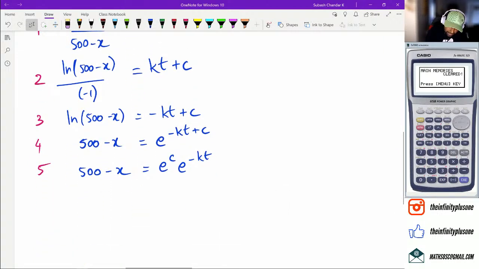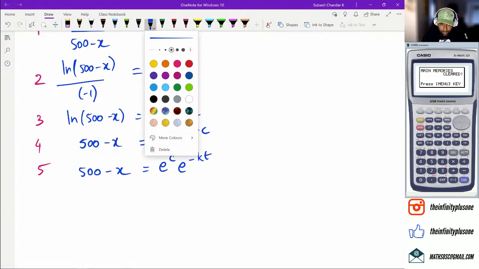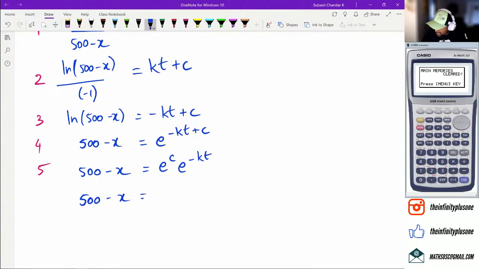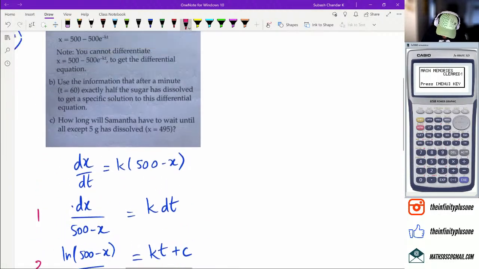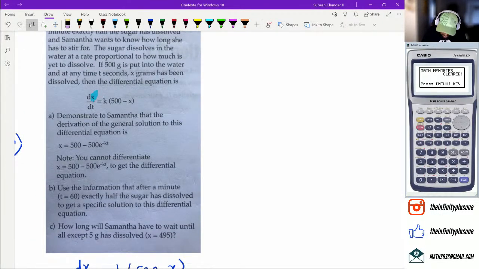Cool. So, going back to step 5, we've got e of c. So what I can do is I can actually replace e of c with another letter, a for example in this case, and I'm going to put it as e of negative kt. Now I still haven't got anywhere near the equation that they asked me to get to. So if I go back to the question, we actually need to know what is x. And if you have a look at it, x is the grams that has been dissolved at any time t seconds.